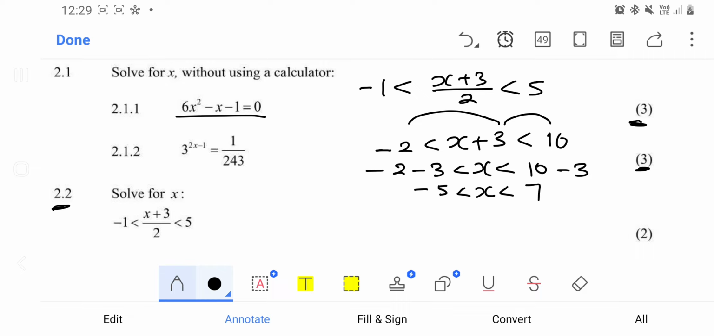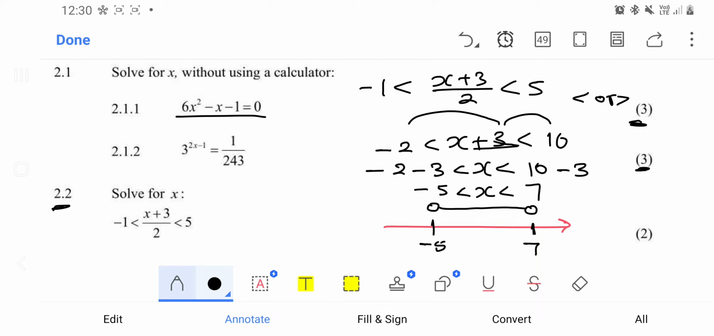Since we have solved for x, let's represent our solution on a number line. So we have -5, and then we have +7 there. Since we are using less than, or greater than, it means you are excluding the critical values. So we draw unshaded circles on top or above the critical values, and then we connect them. The minute you draw an unshaded circle on top of a critical value, it means we are excluding this critical value, right? And then this is what we call the x-axis.